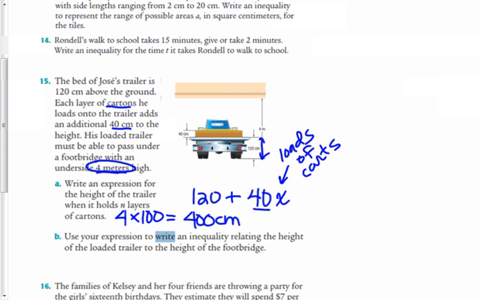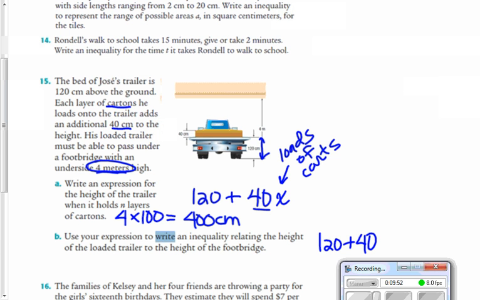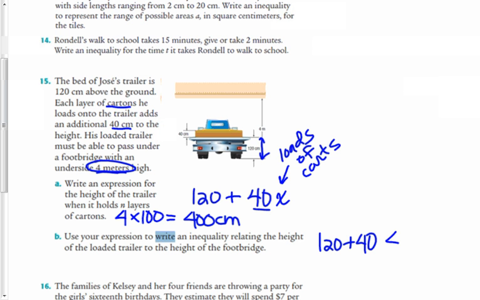So our 120 plus 40x has to be less than, well, it can't equal, because equaling would actually hit the bridge. So we want to make sure we are less than 4 meters, which is 400 centimeters. All right, we'll do some more of these in class. Go ahead and try a couple more on your own, and we'll talk about it next time we meet in class.